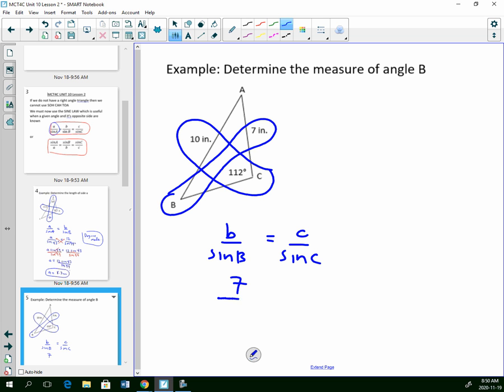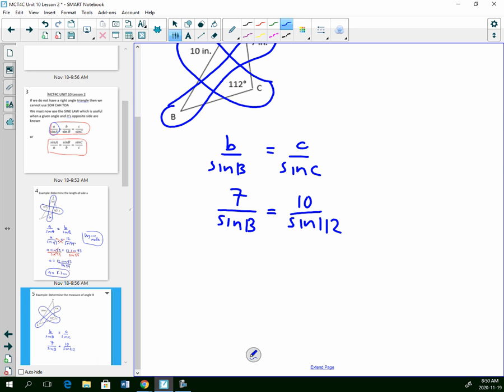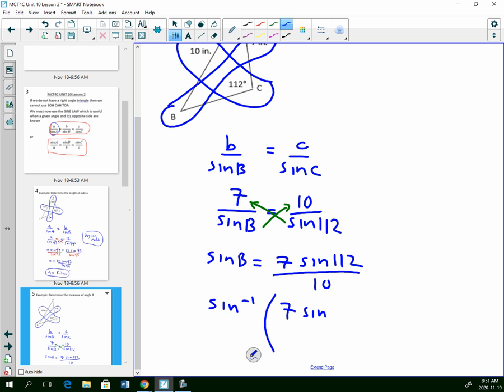Side B is 7. I'm looking for angle B. Side C is 10. And again, we cross multiply, so these two and these two. So sine B will equal 7 times sine 112 and then divide by 10. I'm going to cross multiply and divide in one step because I already know I have to divide by 10. And then just make sure that you are doing the inverse because we are trying to find the angle.